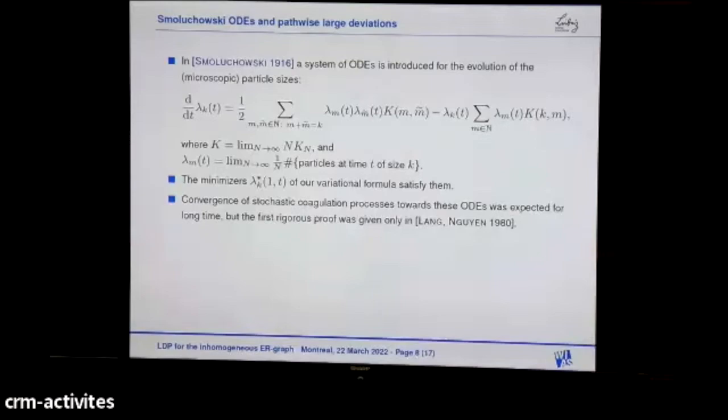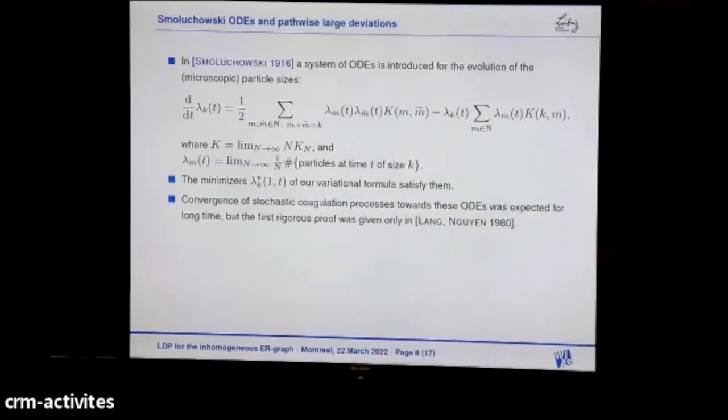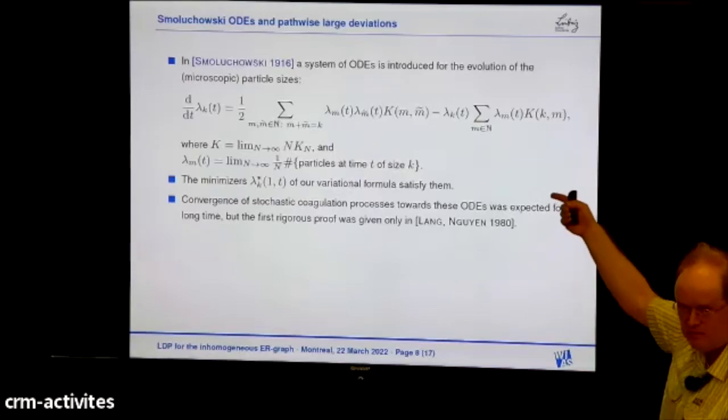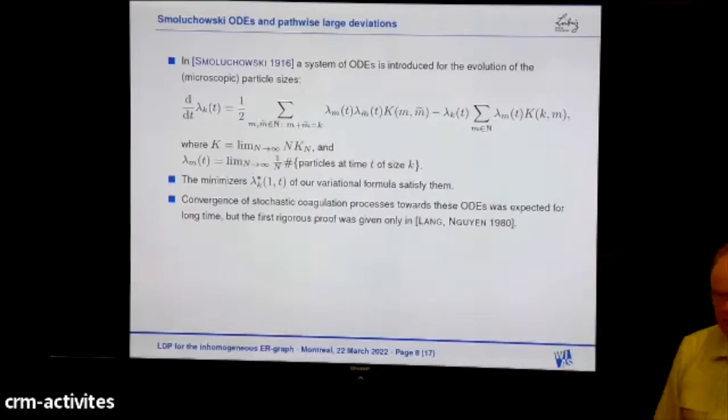This equation has a phase transition for our multiplicative kernel, and it does not tell you much more after time 1 about this. Unfortunately, there is a version, the Flory equation, which tells you also something about what happens after the phase transition. You can calculate that our minimizers satisfy this. Some historical remark: convergence of stochastic coagulation processes towards these deterministic ODEs was expected for a long time, but the first rigorous proof was only given 42 years ago.